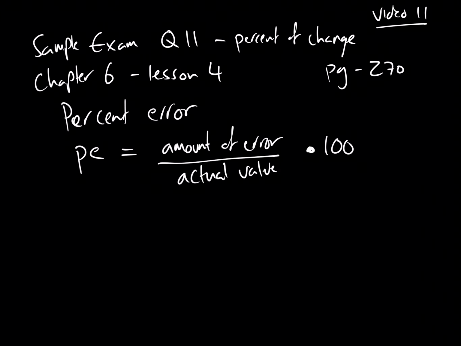Okay, now what does this mean? This means that the number that you thought was the real number, how far is that from the actual real number? And then we divide that by the actual value. So the amount of error is actually the difference between the number that you thought and the real number. And then you divide that by the real number. Let's have a look at the question, and hopefully that'll help you understand it a little bit better.